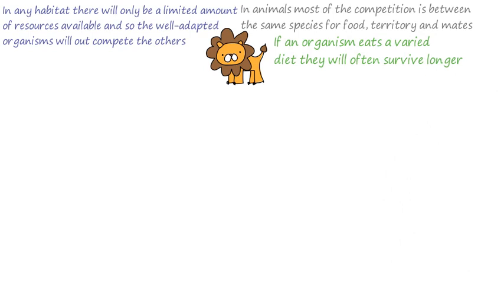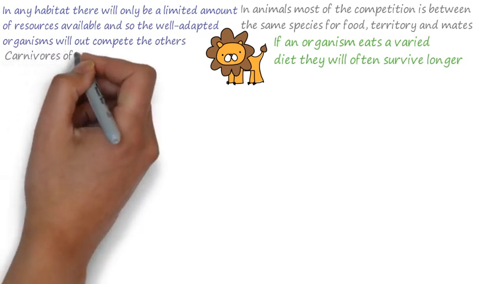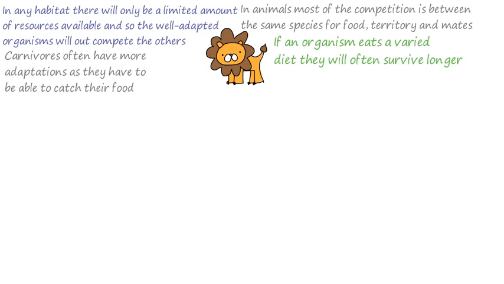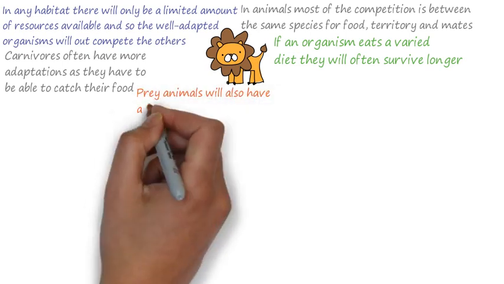Herbivores will compete for plants. If an organism eats a varied diet, they will often survive longer than a herbivore which only eats one or two types of plants. Carnivores undergo a similar competition for prey. Carnivores often have to have more adaptations as they have to be able to catch their prey, and so whichever organism is the most effective at catching the prey will be the ones that survive.